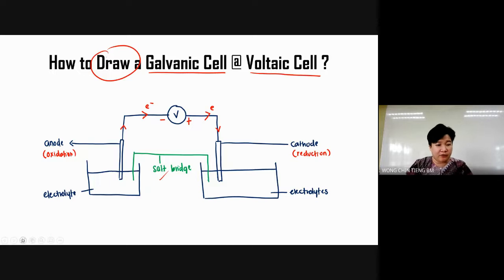Okay. So before I move on, the general thing that you need to know is your negative terminal is always for your anode. Anode always undergoes oxidation. The positive is for your cathode. Your cathode always undergoes reduction. Therefore, your electron must always flow from your anode to cathode. Okay, yang ni benda general lah.